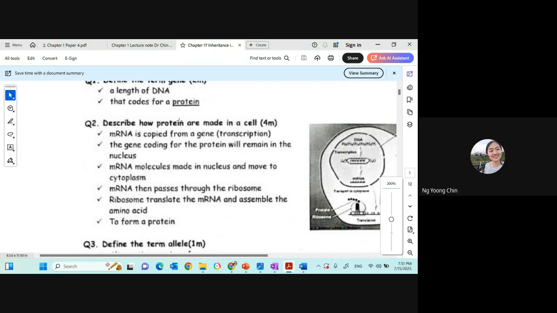Describe how proteins are made in the cell. You can see my screen, right?